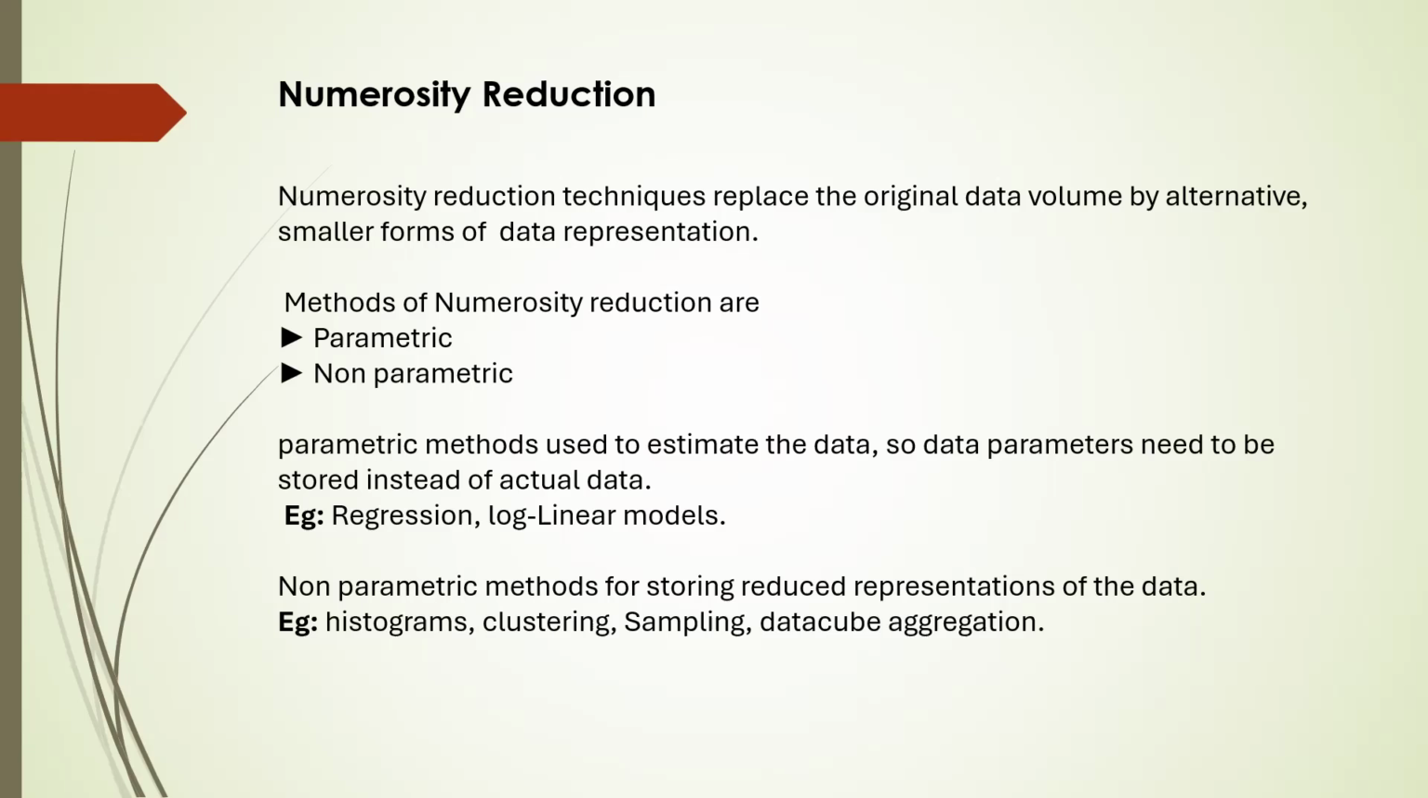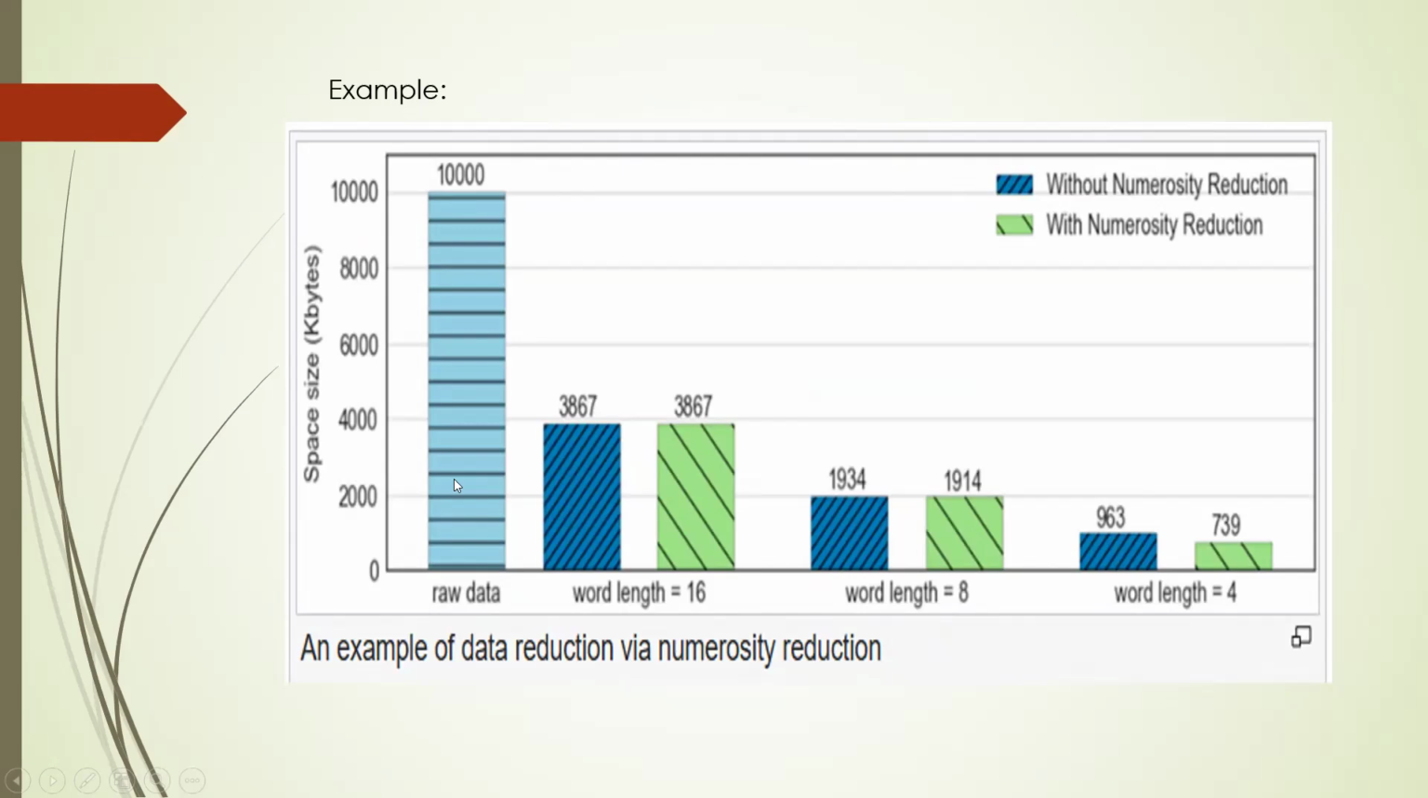It stores the reduced representations of the data. Examples are histograms, clustering, sampling, data cube aggregation. Example for numerosity reduction: see, the blue ones are without numerosity reduction and the green ones are with numerosity reduction. The word length decreases compared to before numerosity reduction, and with numerosity reduction the size decreases.